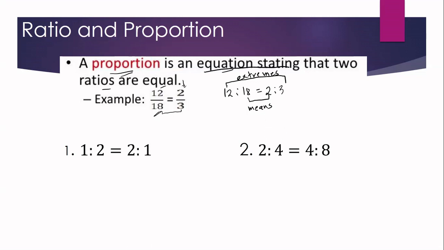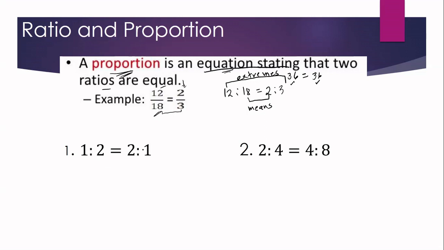If we get the product of the extremes, 12 times 3, that is 36. And it is equal to the product of the means. What is the product of 18 and 2? Yes, 18 times 2 is also equal to 36. So if the product of the extremes is equal to the product of the means, then the equation is a proportion.